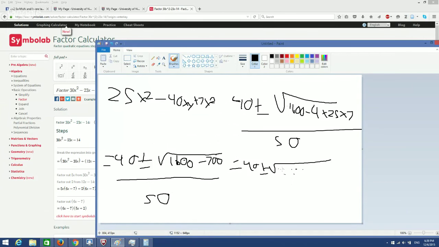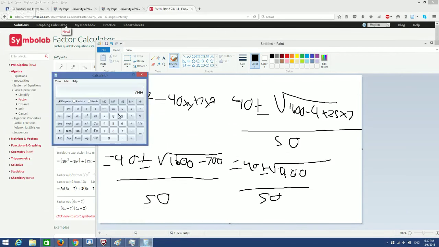1600 minus 700 is 9 plus 7, 10, 12, 13, 14, 15, 16. So yeah, 900 over 50. Now I just need to confirm that 900 is a perfect square. 100 to the power, bracket divide by 2 close bracket.